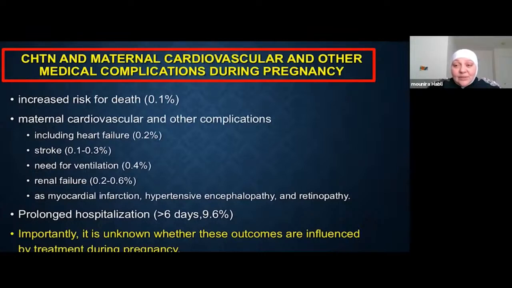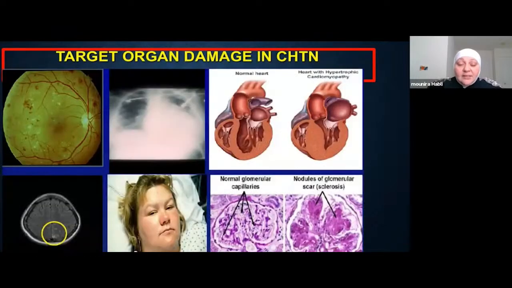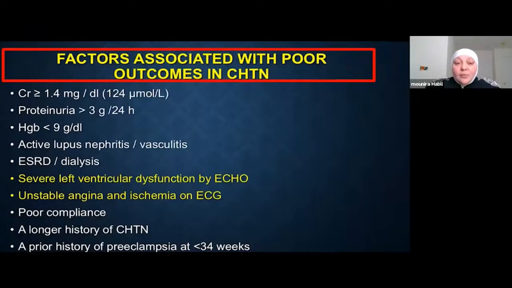Now, when we treat, they could be under treatment with 2 or more medications in order to control their blood pressure. No literature up till now showed how the outcome can be influenced by the treatment. This is some of the target organ damage: retinal, congestive heart failure, left ventricular hypertrophy, strokes, and the glomerular scar or sclerosis in the kidney.